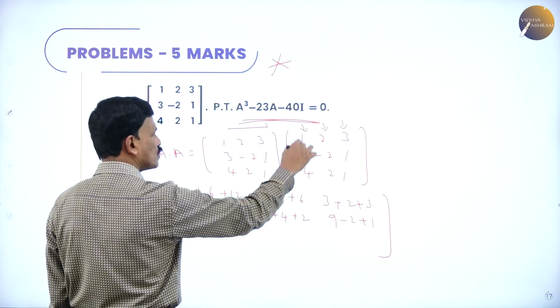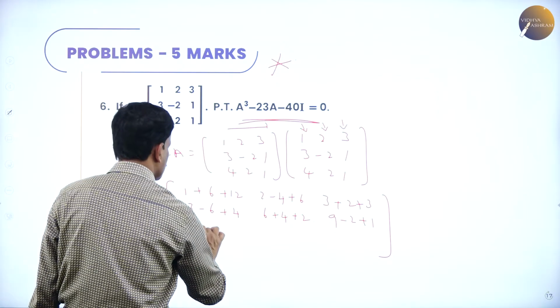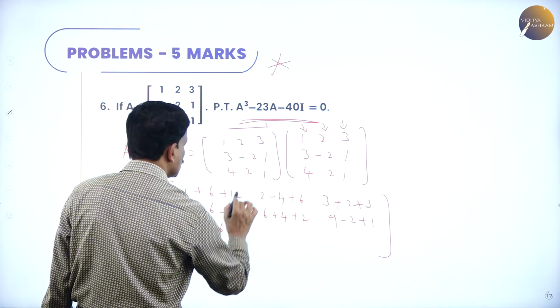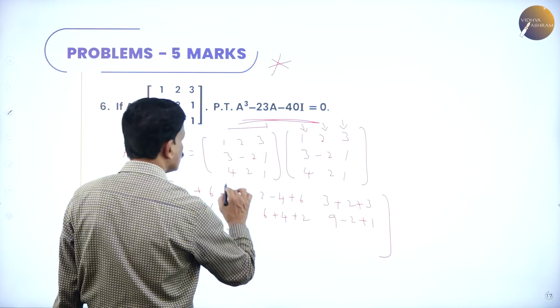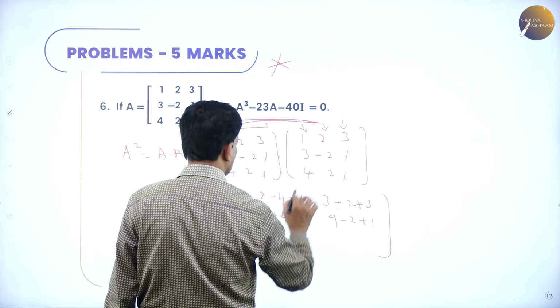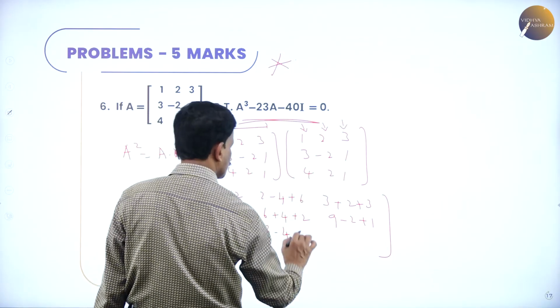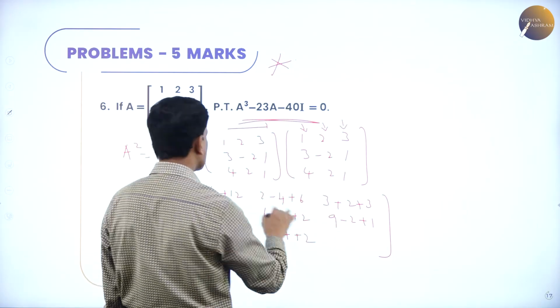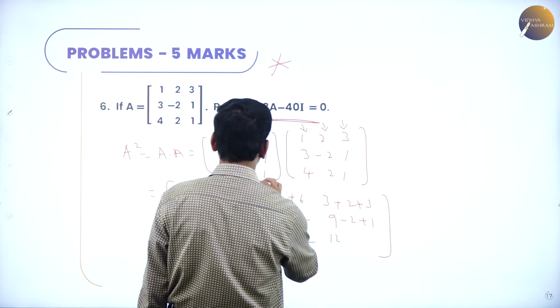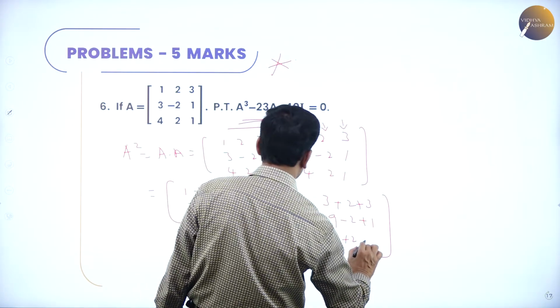Again last row, first column, second column, third column. 4 1s are 4, 2 3s are 6, again plus 1 4s are 4. Again 4 2s are 8 minus 4, so 4 2s are 8, 2 2s are 4, 1 2s are 2. Again last row, last column: 4 3s are 12, then 2 1s are 2, again 1 1s are 1.